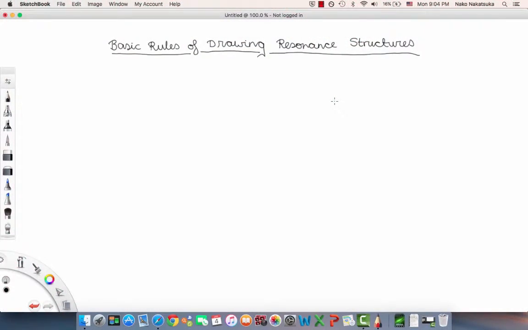So now I wanted to move on to talking about the basic rules of drawing resonance structures. These are the fundamental rules for drawing any structure. The first rule is to shift one of the lone pairs, which I'm going to abbreviate as LP, on an adjacent atom down to form another bond. This is the arrow pushing that I showed you before, where you shift one lone pair on an adjacent atom down to form another bond.